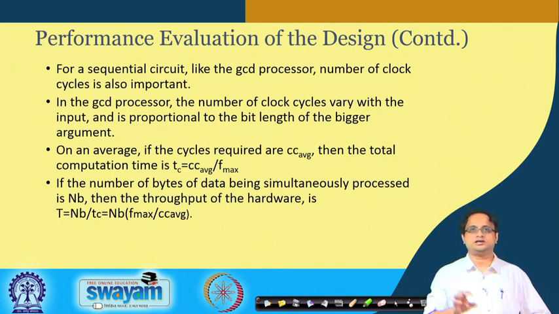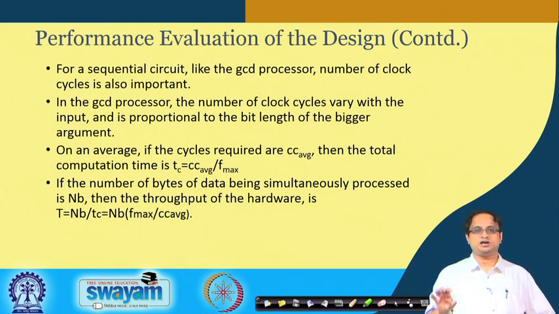Now, if you observe the GCD processor that we just discussed, it is not a constant time implementation. That means, depending upon the inputs u and v, the number of clock cycles required can vary. For example, in this case, it will be proportional to the bit length of the bigger argument. So on an average, if you denote the number of clock cycles as CC average, then the total computation time will be CC average by f max.